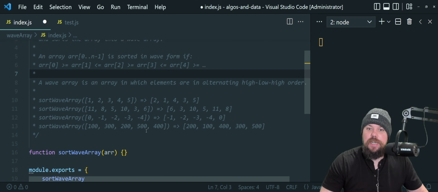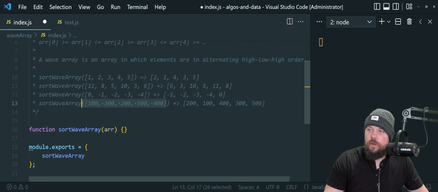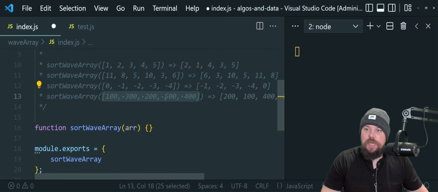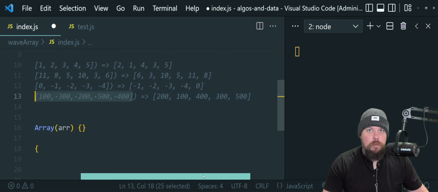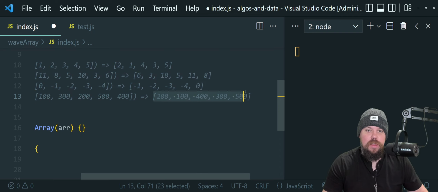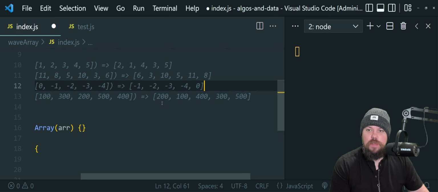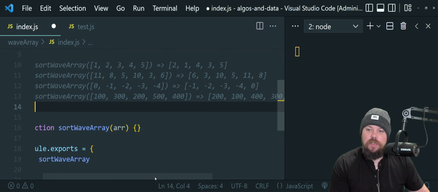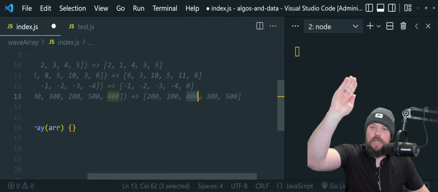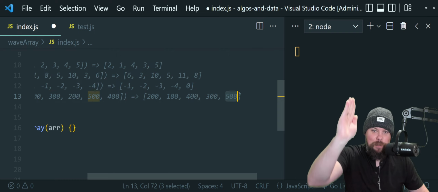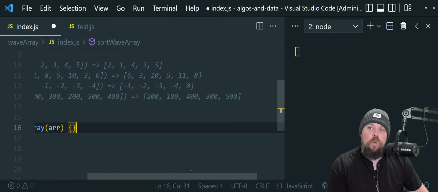So taking a look at an easier example, I think the bottom one here would be taking an input array of 100, 300, 200, 500, 400, which would get sorted to, and again, there are multiple solutions to this, so it does not have to be this particular wave array. There's typically multiple solutions to a lot of these. But we have 200, which is a high, the crest of a wave, then we got the trough of a wave right here. The wave goes down, and it goes back up again, and gets knocked back down, and goes up again. So that is our wave array pattern.